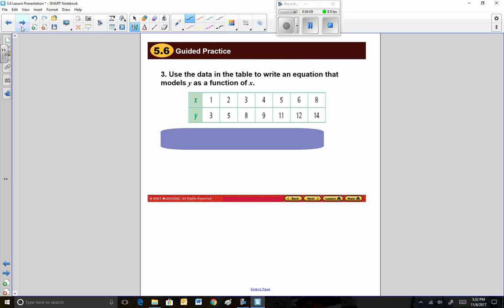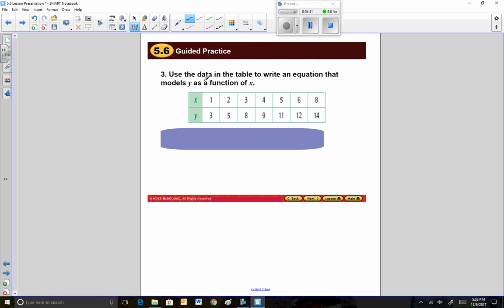All right, let's have you guys give it a try. Use the data in the table to write an equation that models y as a function of x. You're going to use your graph paper. You're going to have the y's go all the way up to 14 and the x's go up to 8 when you make your graph. I should see a point at (1, 3), (2, 5), (3, 8), (4, 9), (5, 11), (6, 12), and (8, 14). Pause your video and describe the correlation.